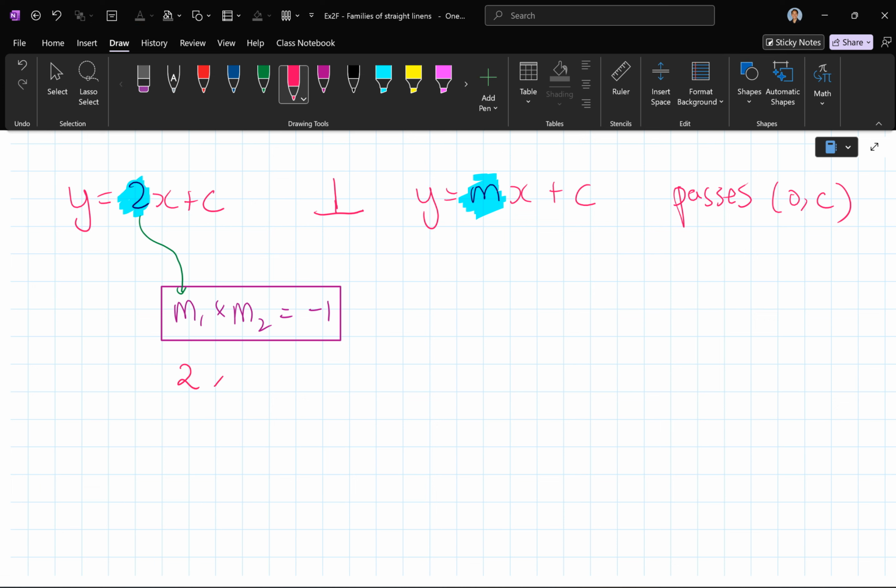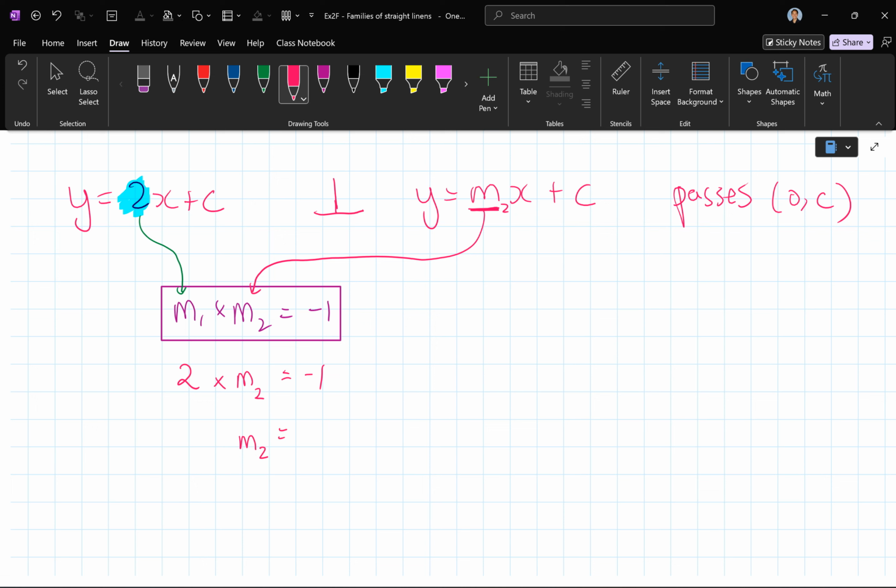So m1 is 2. What I don't know is this equation that I'm trying to come up with, this new straight line equation. I don't know what this m is. I don't know the gradient. So I'm going to call that m2. That means 2 times m2, so whatever this gradient is, m2, I'll label it over here, has to equal -1. So what would m2 need to be?